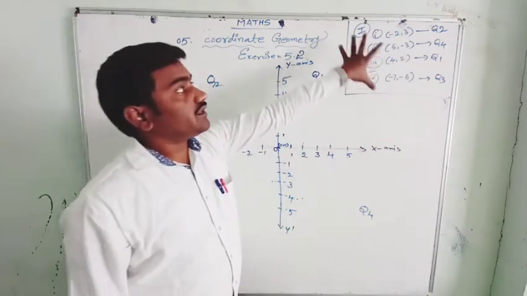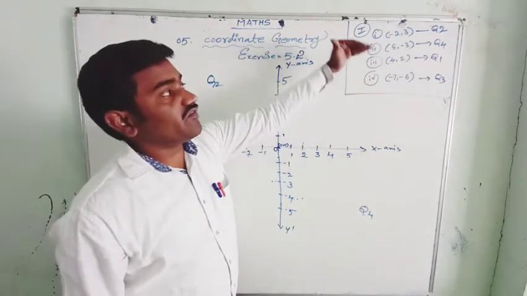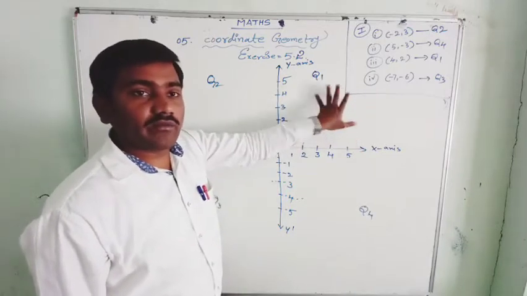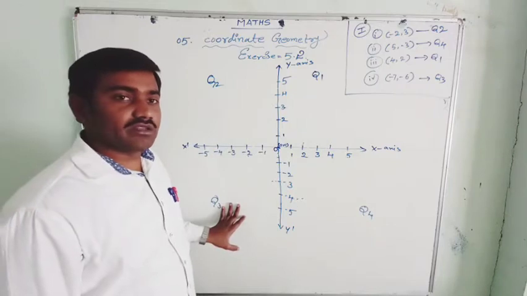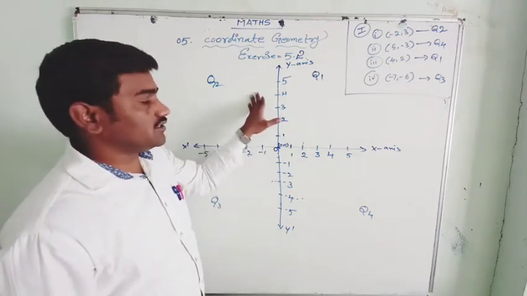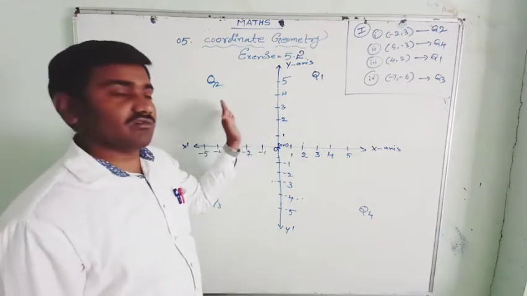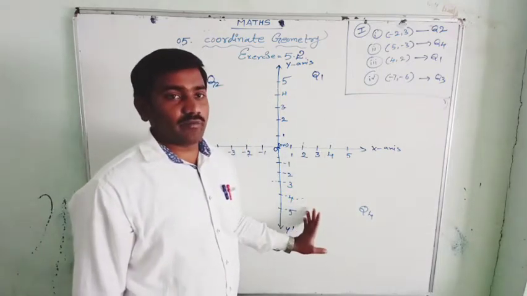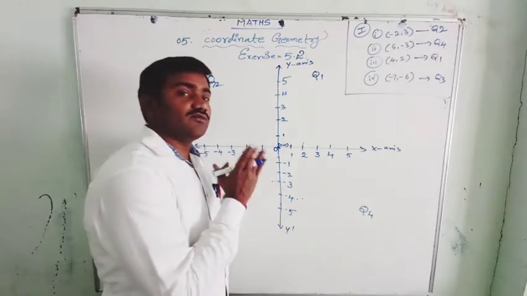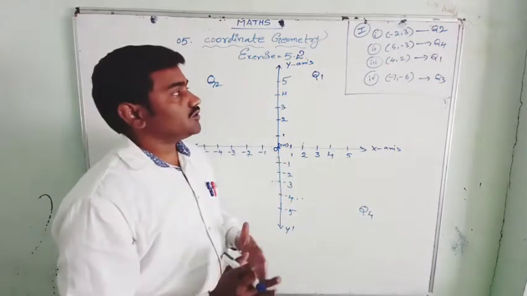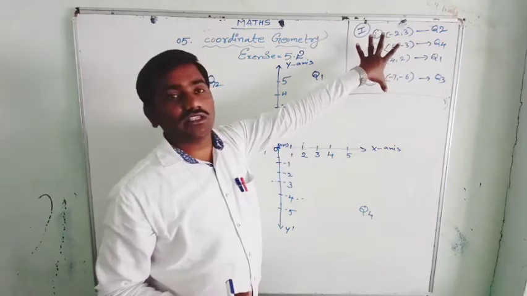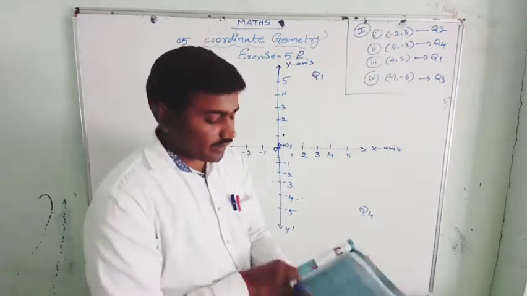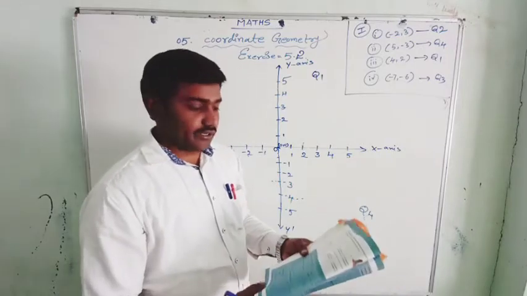So here these 4 problems are in 4 different quadrants. If you observe, both positive comes in quadrant number 1, both negative comes in quadrant number 3. One negative, one positive: negative positive comes in quadrant number 2 and positive negative comes in quadrant number 4. So first we have to observe the x value, then the y value. There are 8 problems overall in bit number 1. Out of these, I have done 4 here, and I hope you can do the remaining 4.